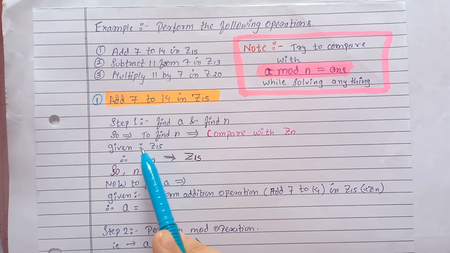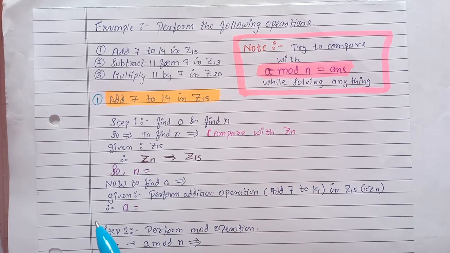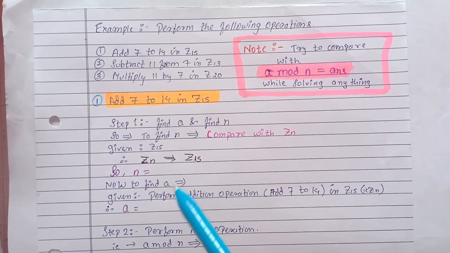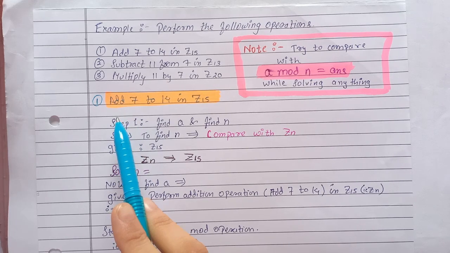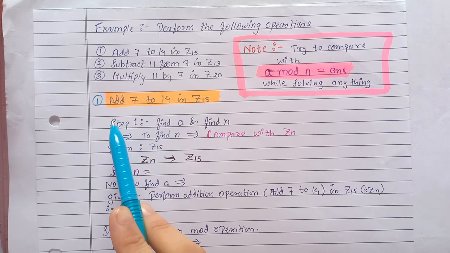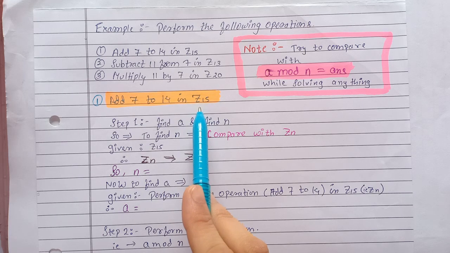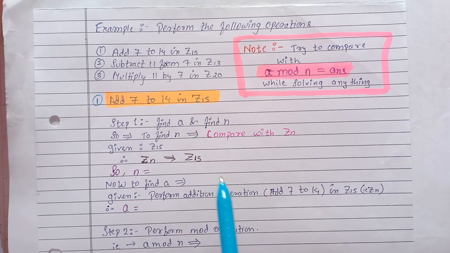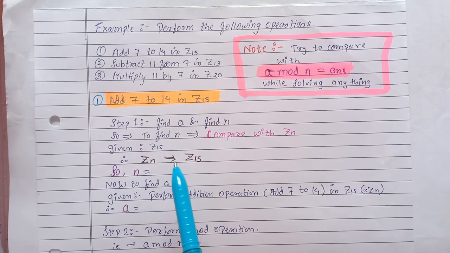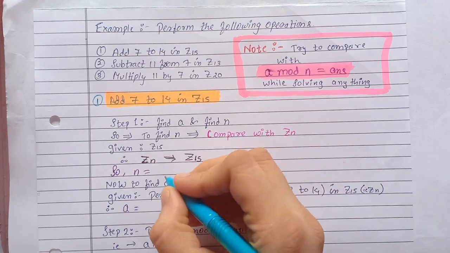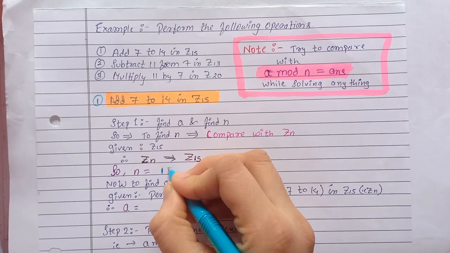Now we'll start with finding n. Where can we find our n? In our question, what is given? Add 7 to 14 in Z15. So assume here it is Zn. If we compare Zn with Z15, we get n equal to 15.